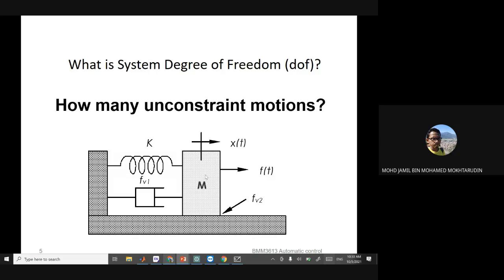Later on, we will see an example of multiple degree of freedom, but here only the position of the box M can be measured.